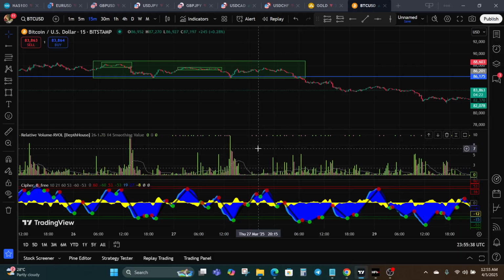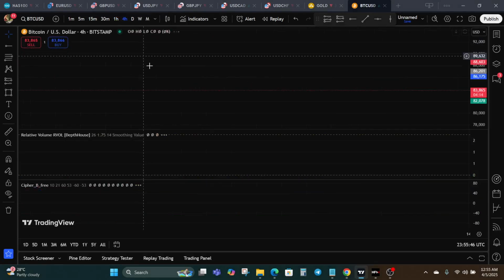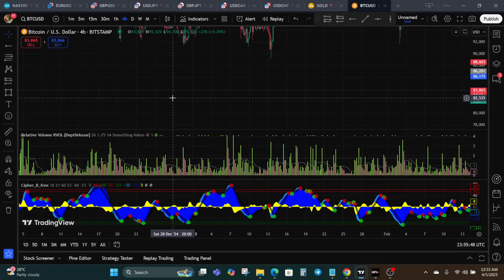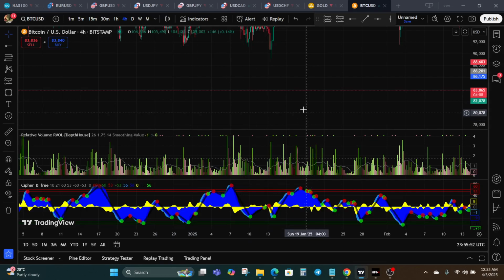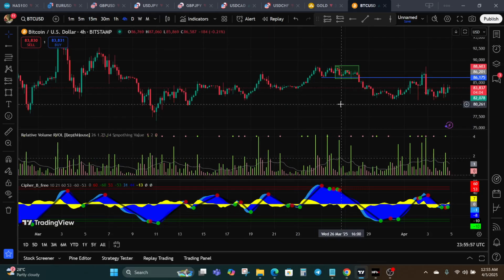So apply this strategy to time frames like the 15-minute or the 1 hour for active trades, or the 4 hour for more structured swing setups. And don't forget to line up everything with support and resistance zones. That's where the best trades happen. So these are some of the best crypto indicators on TradingView because they work together. One shows trend, one shows momentum, one confirms with volume, and all of that, right?